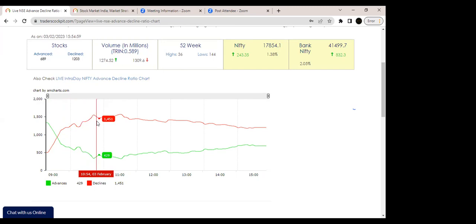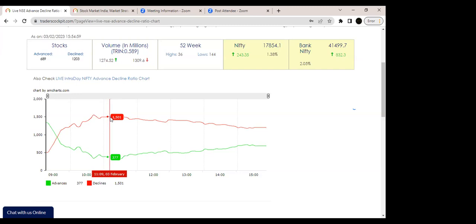So one can say, what is your view on the market? We are not doing any prediction here. We are understanding the market direction. So here you can see 1450 stocks are negative, just 370 or 380 stocks are positive. So we can say that today the sentiment is positive as of now at 11:10.